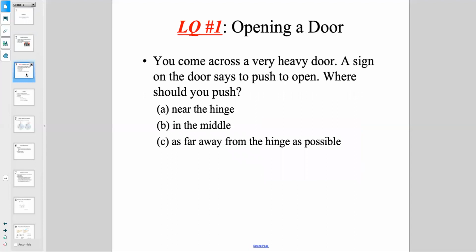Another question. You come across a very heavy door. A sign on the door says to push to open. Where should you push? A, near the hinge. B, in the middle. C, as far away from the hinge as possible. So the answer is C. We'll get to that. We understand why, but we don't really know what the physics is behind this. We're going to understand this by the end of the chapter.